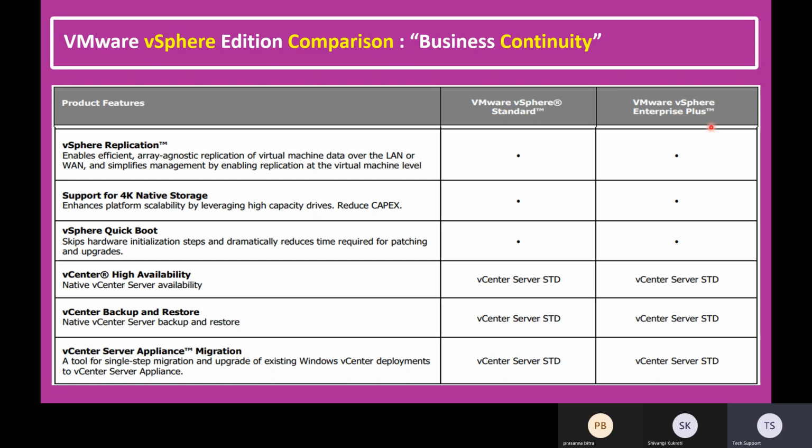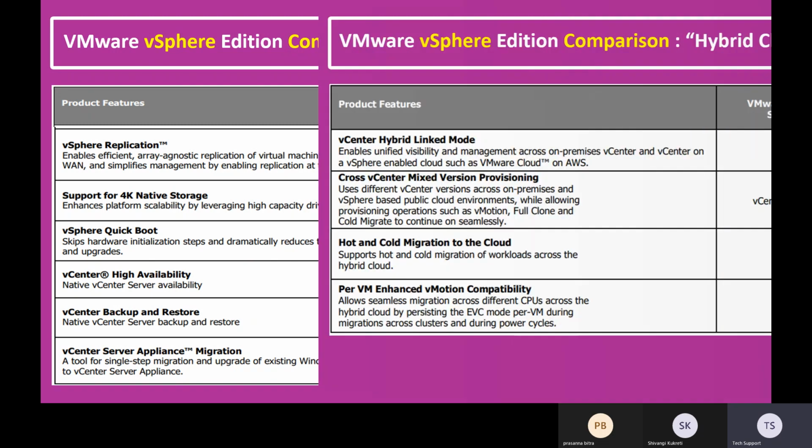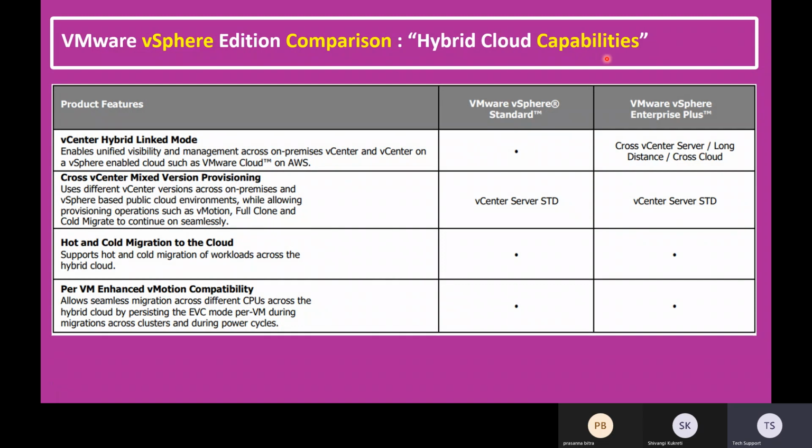Okay. Now we'll talk about some hybrid cloud capabilities with vSphere editions. So VMware vSphere edition comparison, hybrid cloud capabilities. Within hybrid cloud capabilities also, both Standard and Enterprise have the capabilities. You can use vCenter Hybrid Linked Mode, cross-vCenter mixed version provisioning. Cross-vCenter means one data center to another data center, and hot and cold migration to the cloud. Not only cold and hot migration within on premises, you can also migrate to the cloud. Those options are available in both editions.